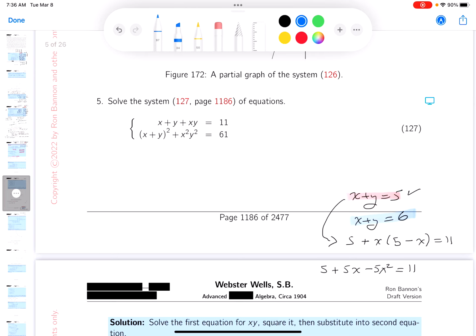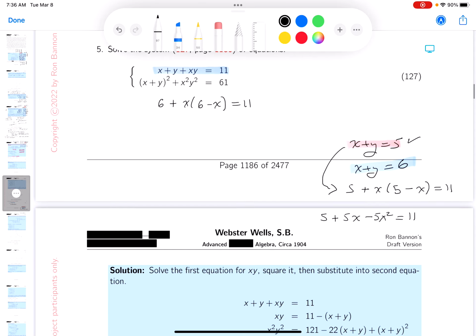And what do you get over here? Let's put it down. Again, I'm plugging it into the first equation. x plus y is 6. Plus xy, well, that's going to be x times 6 minus x equals 11. What do you get here? 6 plus 6x minus x squared equals 11. Do you get x squared?